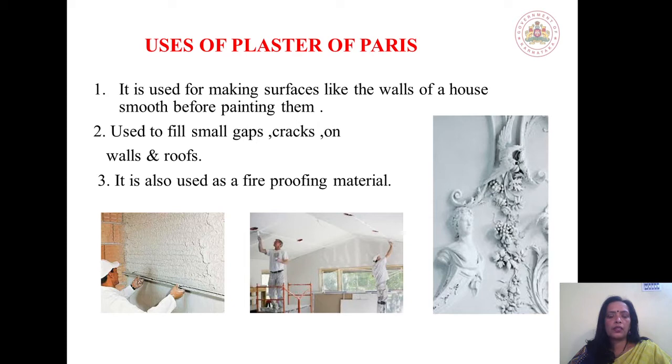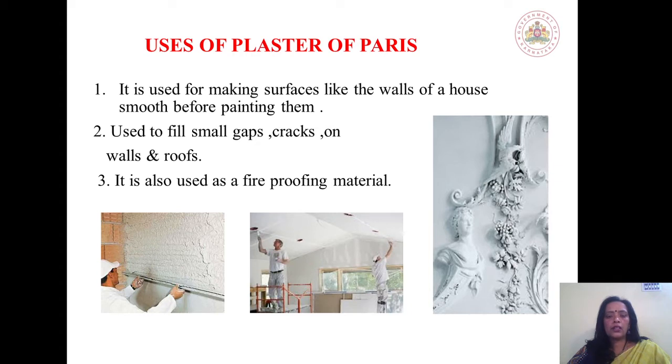The uses of plaster of Paris. As we have discussed, it has numerous uses for engineering purposes. Apart from that, it plays a major role in the field of construction. POP can be used in buildings for making surfaces like the walls of houses smooth before painting them. It is used to fill gaps and cracks in walls. It is also used as a fireproofing material.